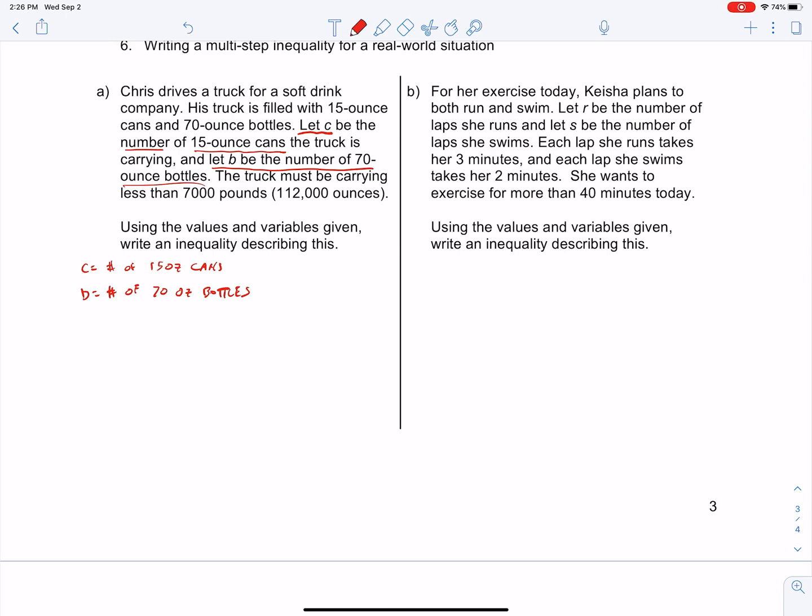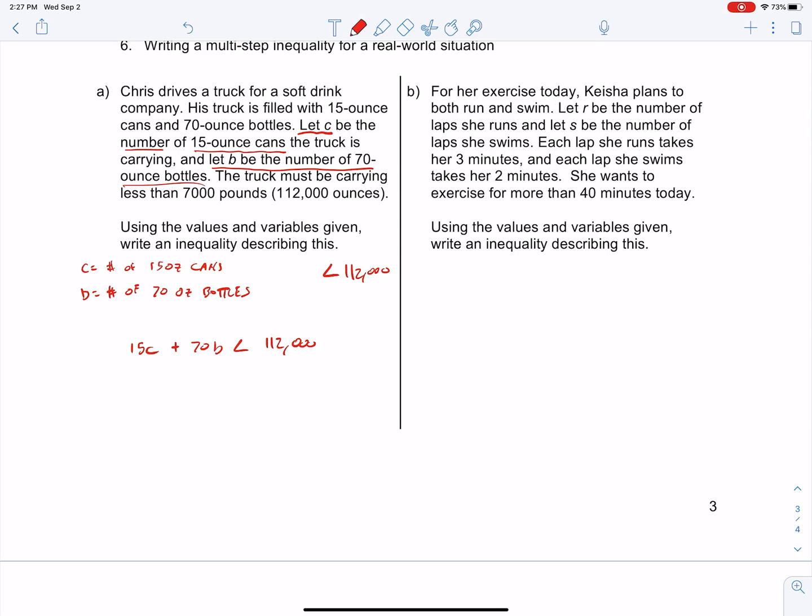So we're saying that the truck must be carrying less than, well, I know that I need a less than sign, 7,000 pounds. But everything is in ounces, so I'm going to write ounces. So let's create our inequality here. If the truck is filled with both cans and bottles, then we need to sum our 15-ounce cans with our 70-ounce bottles, and those should be less than 112,000 ounces.